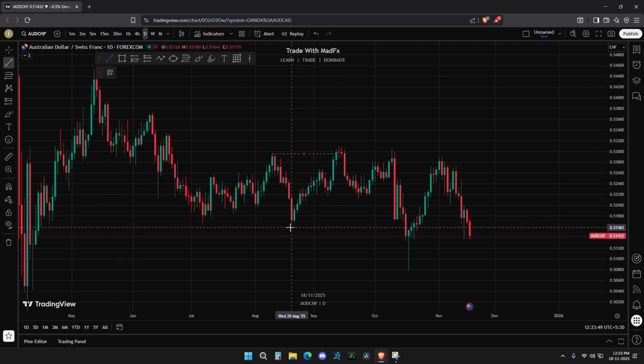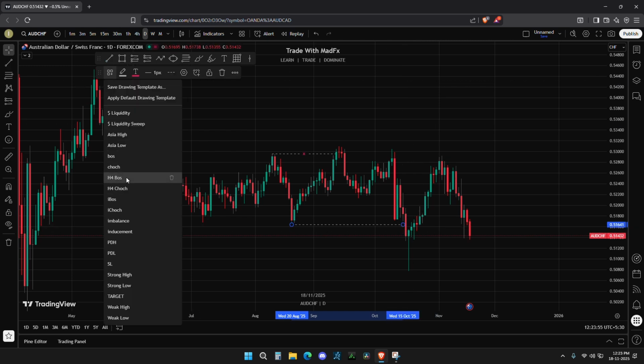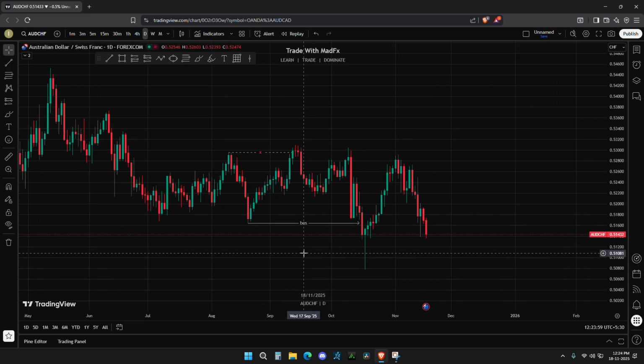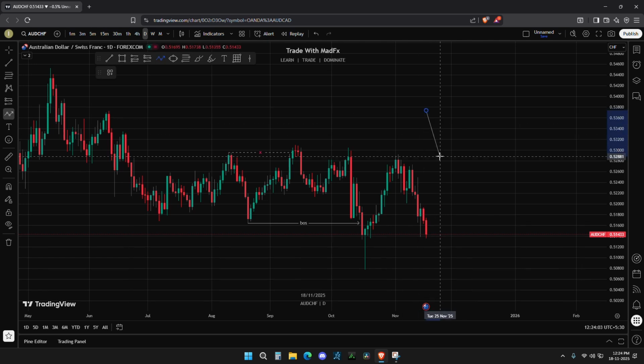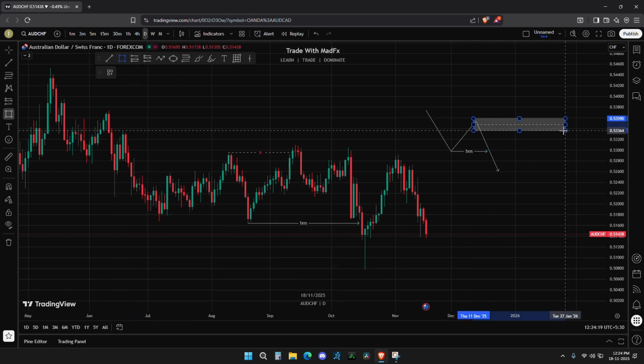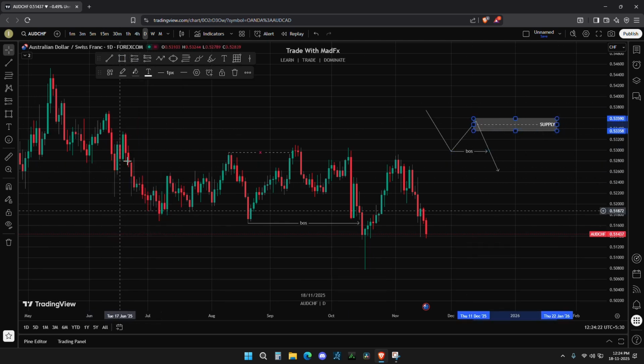And after that, we had a huge move to the downside, and that created a bearish break of structure on the daily. Now, what are the expectations after a bearish break of structure? Let me give you a visual representation of the market structure. Once we get a bearish break of structure, the market will leave behind an unmitigated supply zone.